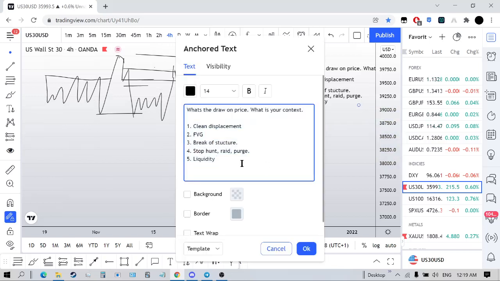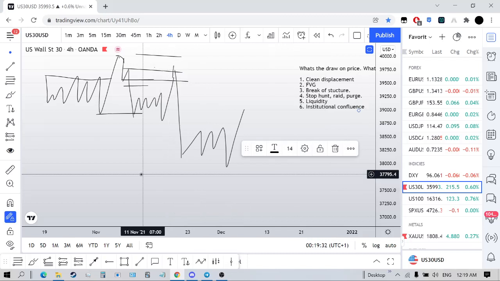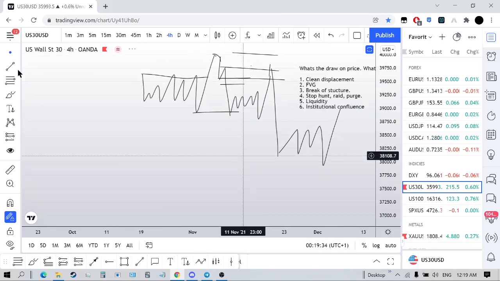Now here's another thing too: institutional confluence. I always talk about this confluence. When I say that, let's say we have this. Let's draw this up.